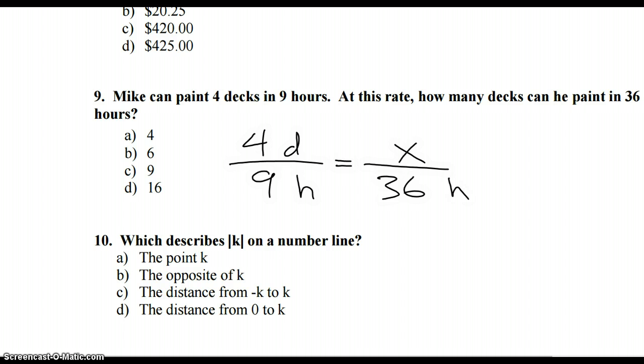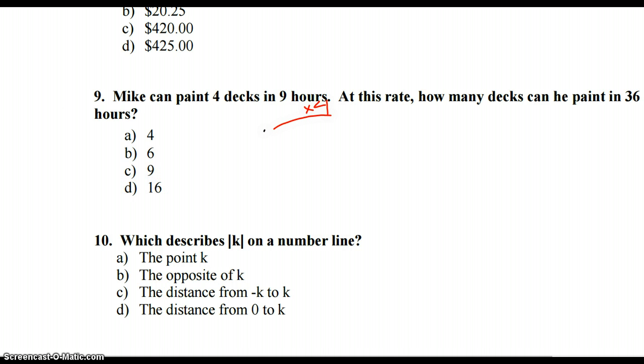You can set up this ratio and do a little cross multiplication, division, or you can just check and look, okay, well I know 9 times 4 will give me 36, so I can do 4 times 4 to get me to x, so x would be 16. Otherwise, you can use your fish method there to solve that ratio or proportion.